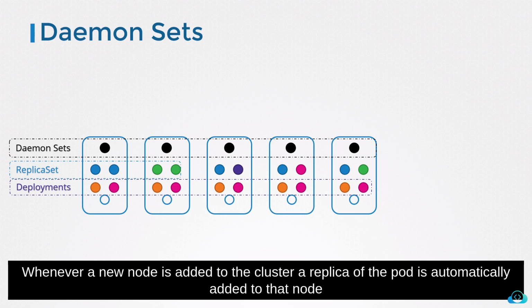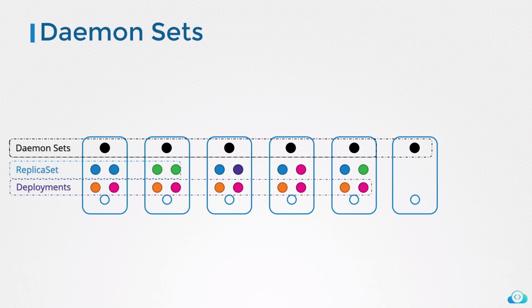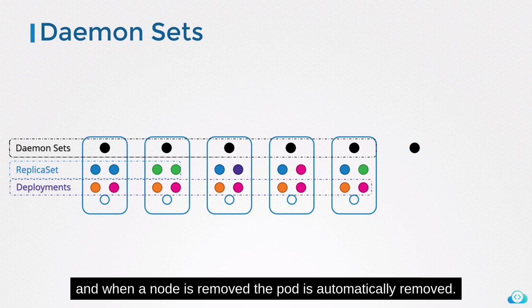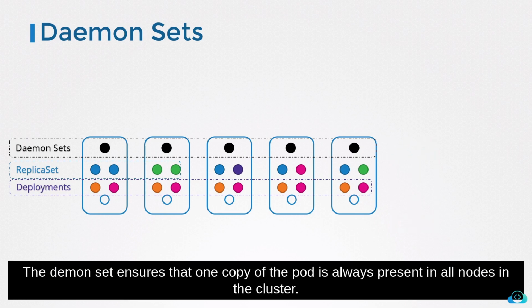Whenever a new node is added to the cluster, a replica of the pod is automatically added to that node, and when a node is removed, the pod is automatically removed. The daemon set ensures that one copy of the pod is always present in all nodes in the cluster.